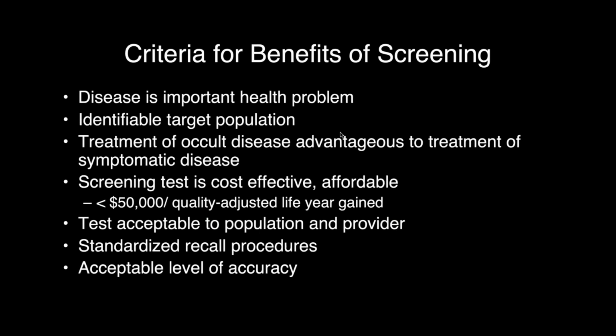When we talk about screening and surveillance and what tools we use for that, it's important to understand what the criteria are that we need to meet in order to make screening beneficial. So first of all, the disease that you're looking for needs to be an important health problem, which is true for HCC. You need to have an identifiable target population. It needs to be that treatment of the disease when it is occult is advantageous to treatment of that disease when it becomes symptomatic. So it doesn't help if you identify a subclinical reservoir if it doesn't affect their survival. So if you're able to identify them early and that is advantageous, that's really important.